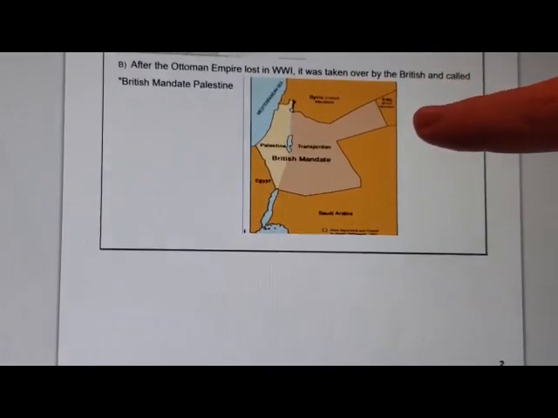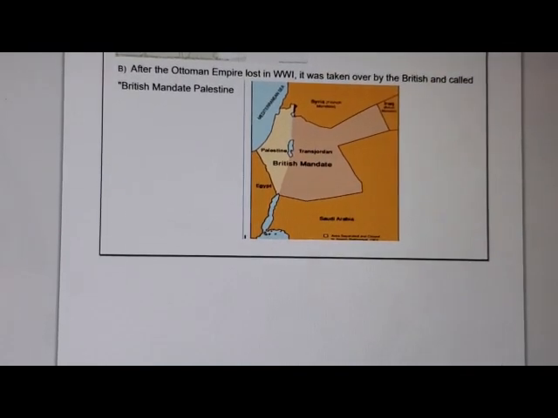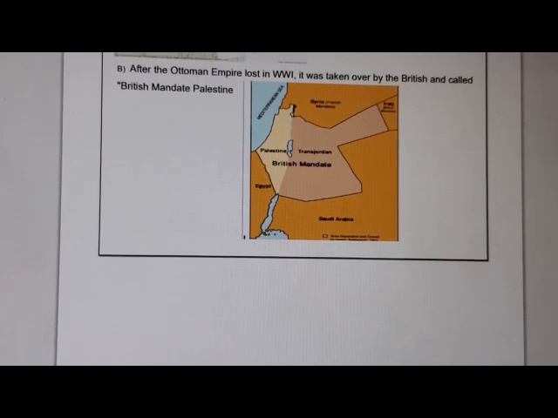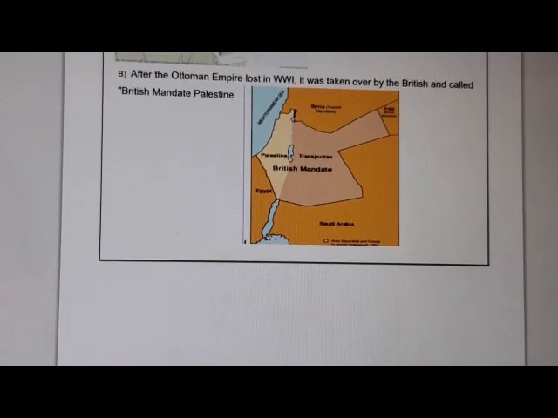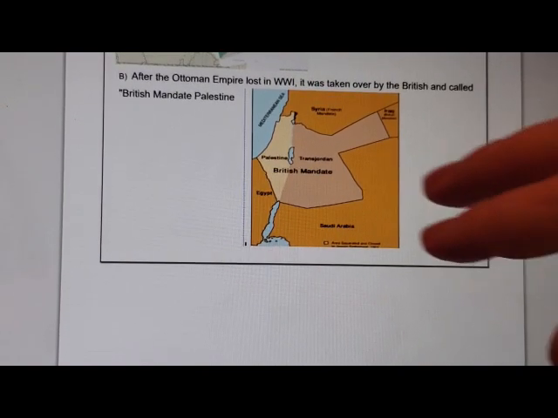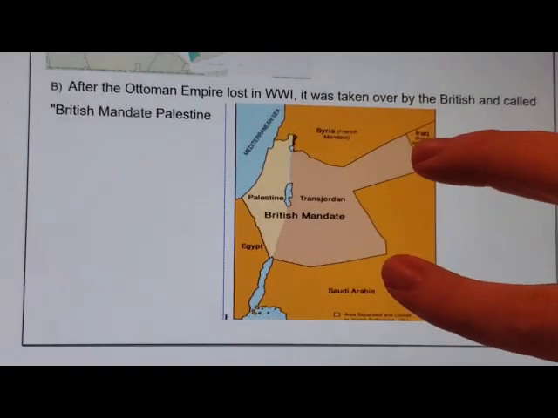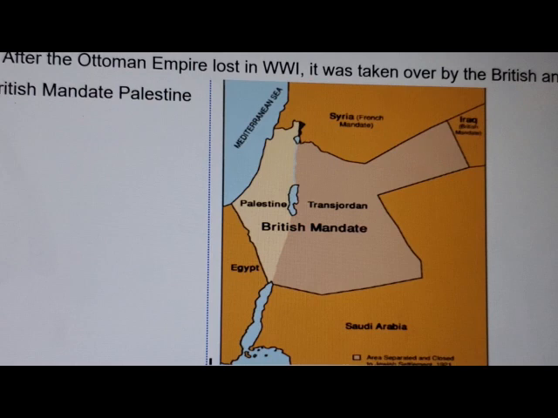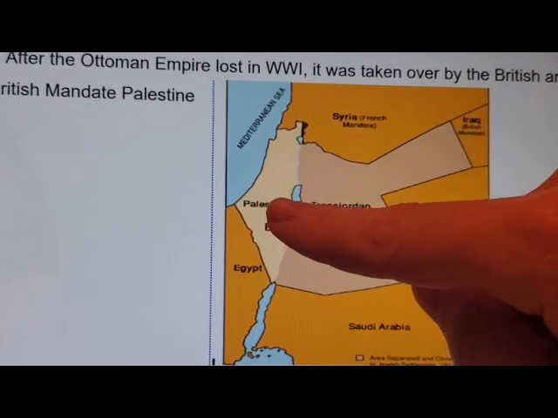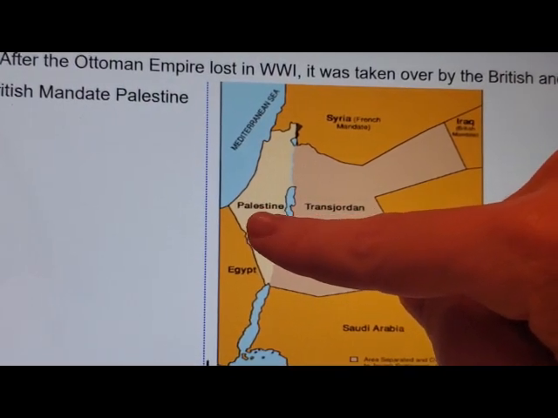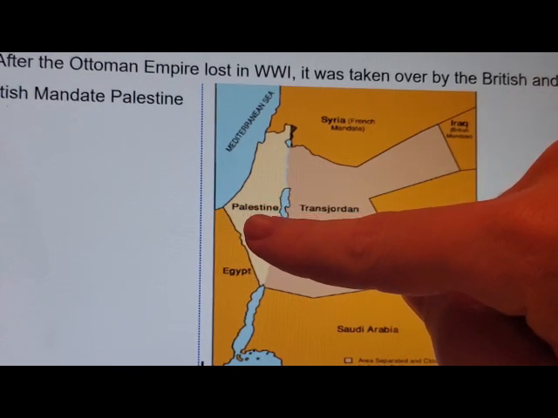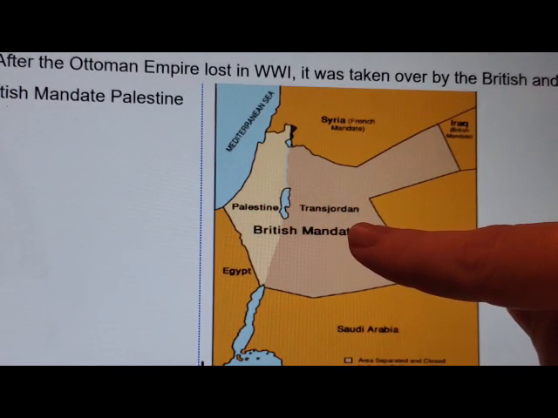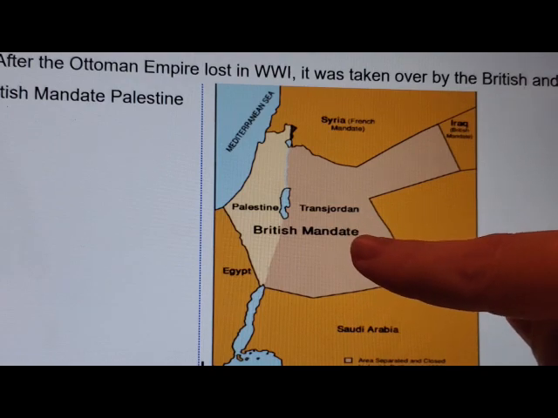Now, after the Ottoman Empire lost in World War I, it was taken over by the British and called British Mandate Palestine. Now, if you see here on the map, half of British Mandate Palestine was called Palestine. So Palestine was the part that eventually became the state of Israel. And then another half is called Transjordan, and that part would become the country of Jordan.